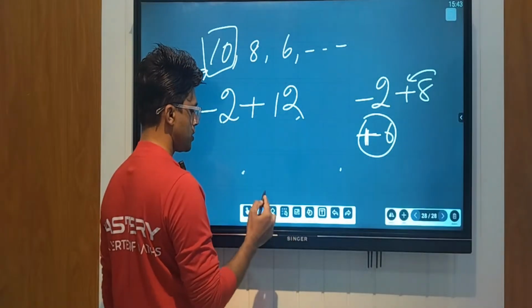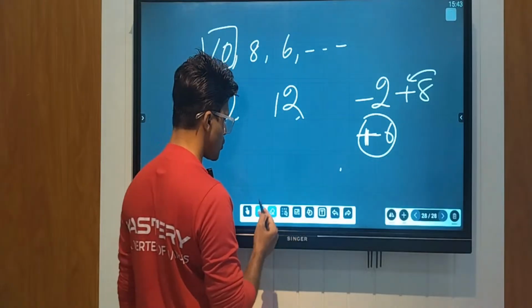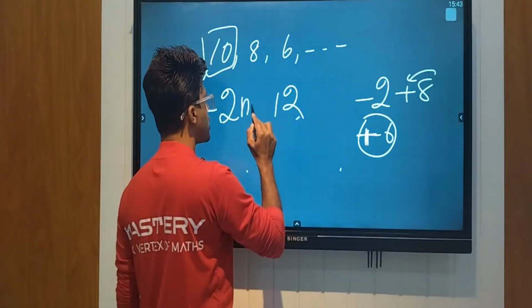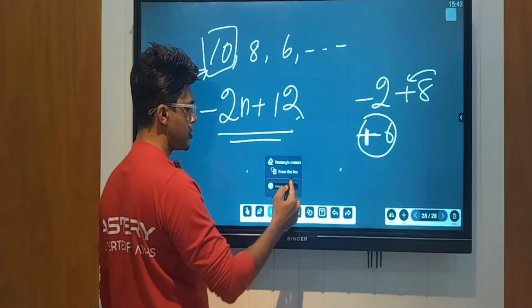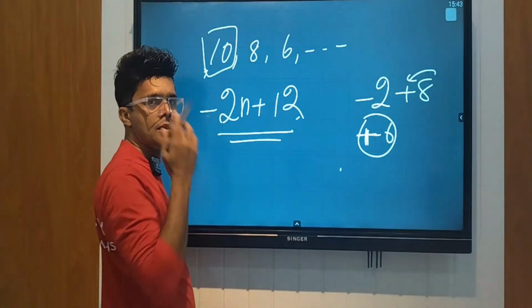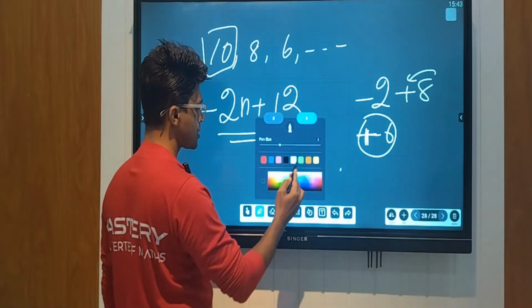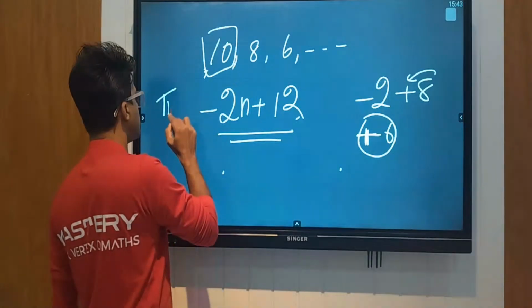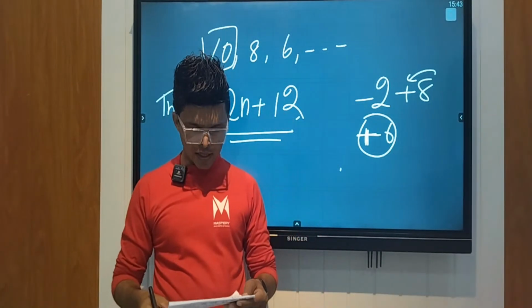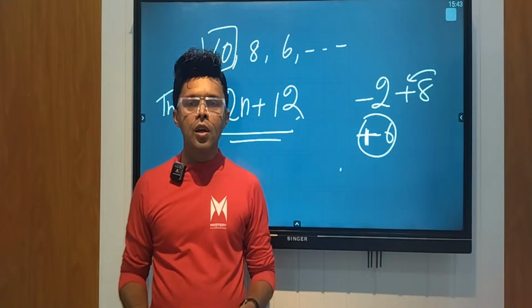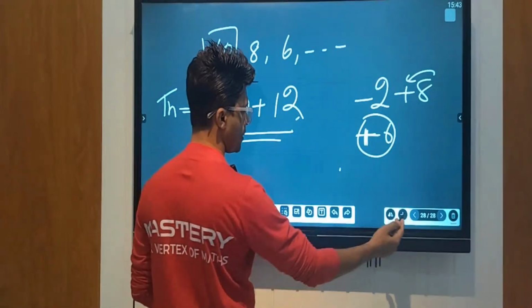But this is not the answer. The simple n also should be written here. So minus 2n plus 12 is the answer. The general term of this number pattern is Tn equals minus 2n plus 12. This is the general term. Okay, so yes, this is the answer.